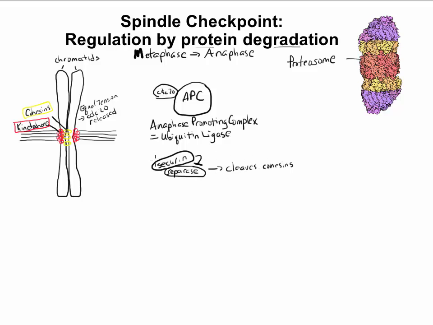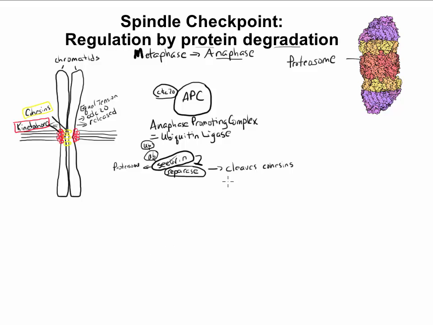So what actually gets targeted for ubiquitination, this little UB is just representing a ubiquitin molecule being added on by APC, is this securin protein. So this securin protein gets targeted to the proteasome for degradation, right? And so once securin is gone, separase can go ahead and cleave these cohesins, and then we can see these sister chromatids being pulled in opposite directions. And when we see that happening, we say that that cell is in anaphase.